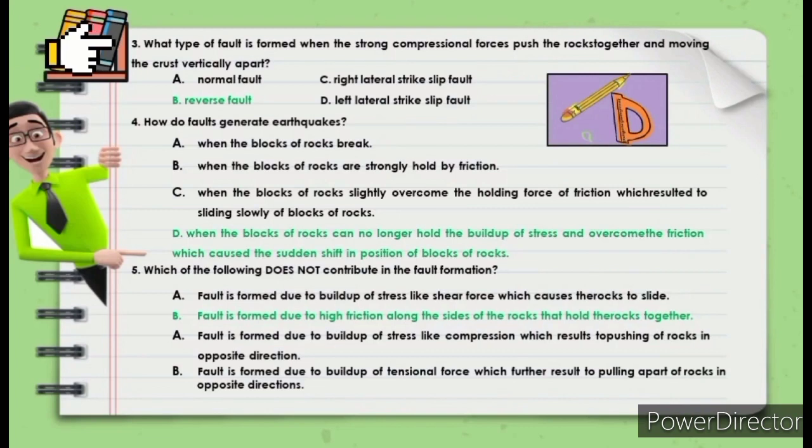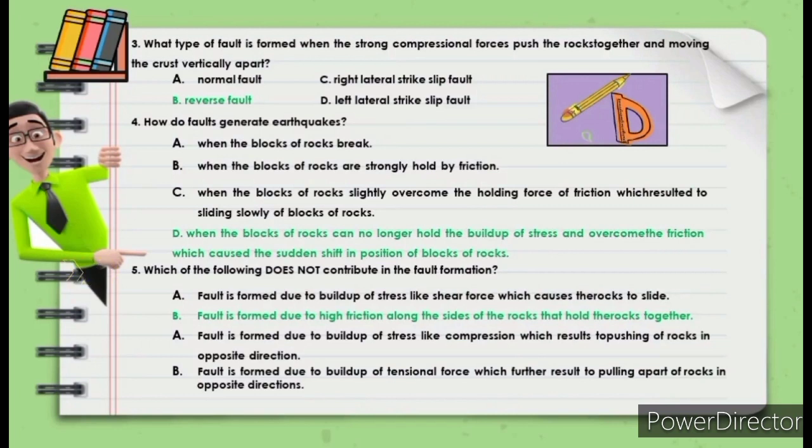Number 3. What type of fault is formed when the strong compressional forces push together and move the crust vertically apart? The correct answer is letter B, reverse fault. Thank you for getting the correct answer again. Number 4, how do faults generate earthquakes? The correct answer is letter D, when the blocks of rocks can no longer hold the buildup of stress and overcome the friction which caused the sudden shift in position of blocks of rocks. Thank you again for getting the correct answer.